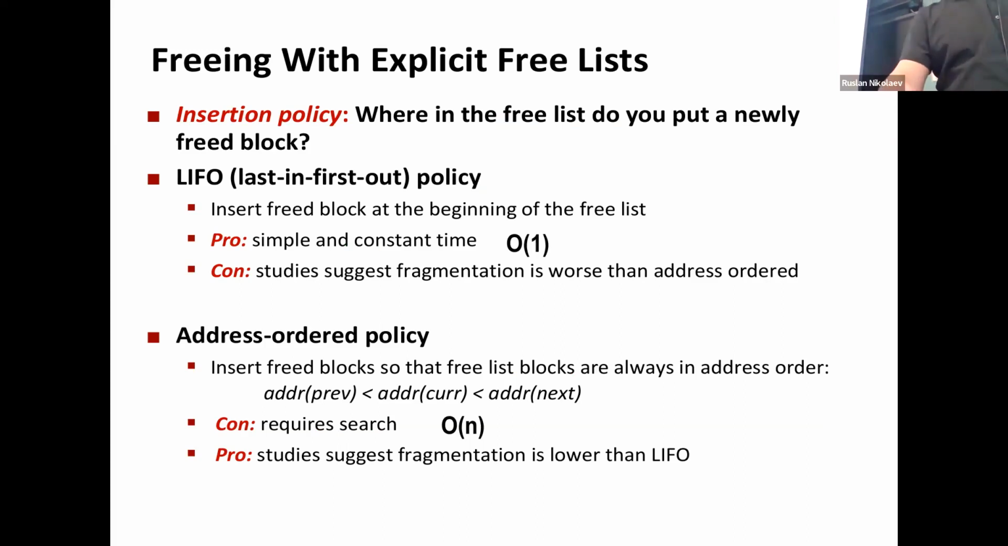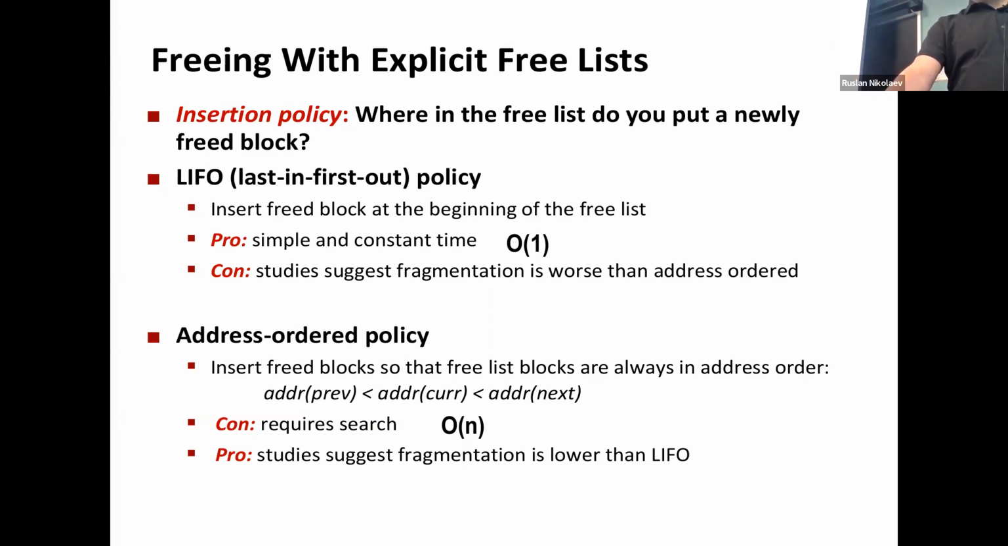Now, free with an explicit free list. In general, we're going to put a newly freed block somewhere, and there are different policies you can take. One is LIFO, last in, first out: insert the free block at the beginning of the free list. Just insert it at the front, and that's it. You can also insert at the tail, which is FIFO, if you keep track of a tail pointer, but that's just a variation of the same thing. The pro is that it's simple and constant time. It's really just one operation to insert at the front of the list.